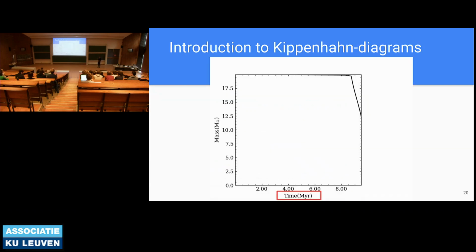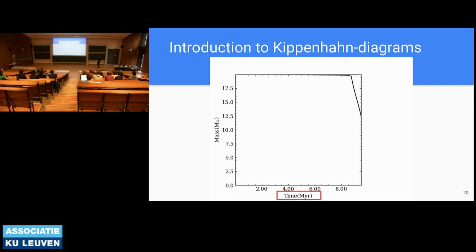But to really understand properly how we get to these conclusions, I'm going to introduce to you one of the most useful diagrams of stellar evolution. If you know it, it's very useful. If you don't know it, it can look massively confusing. So we're going through it slowly. So this is the introduction to the Kippenhahn diagram.